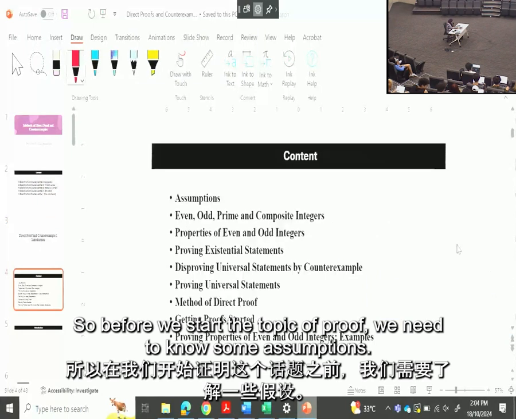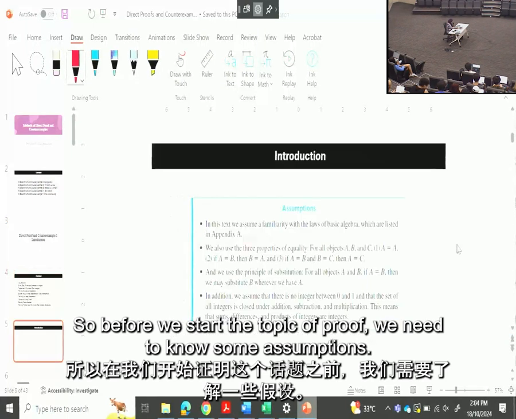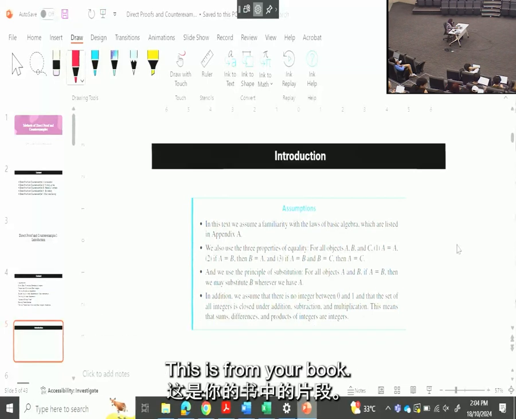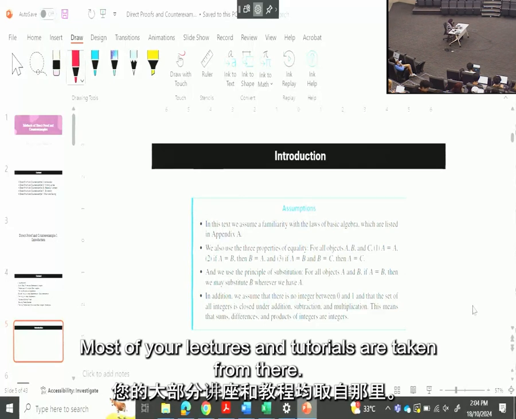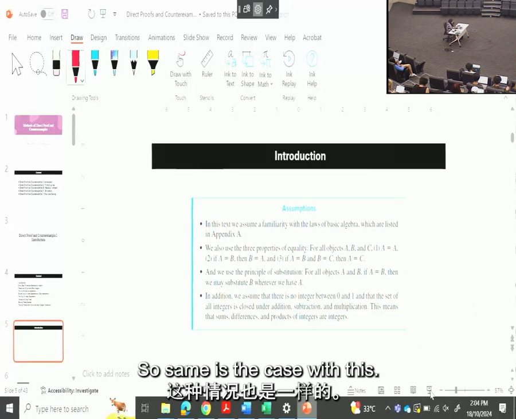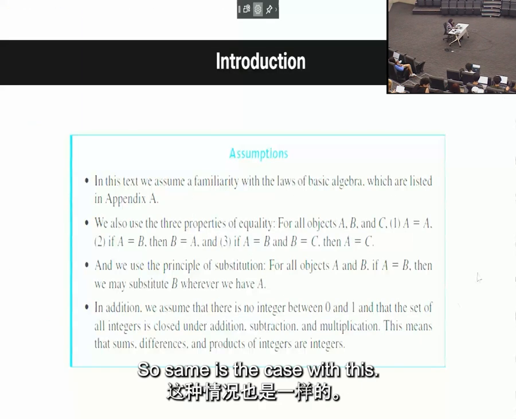So before we start the topic of proof, we need to know some assumptions. Okay, this is from your book. All of you should have access to the book that the name of which I uploaded on My Times. Most of your lectures and tutorials are taken from there. So same is the case with this.